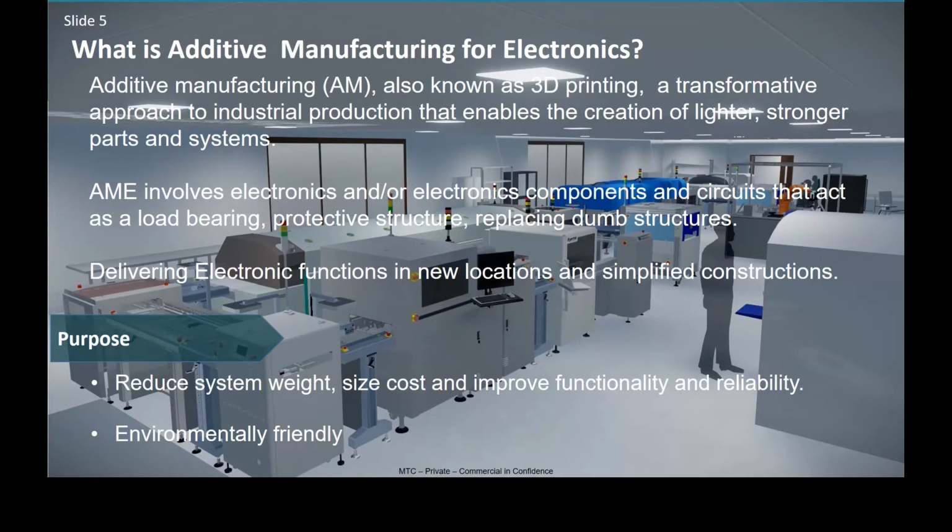Additive manufacturing for electronics involves electronics and all electronics components and circuits that act as a load-bearing structure, replacing dumb structures. So the idea is to deliver electronics functionality in new locations and simplified construction. The advantage and the purpose is to reduce system weight, size, cost, and improve functionality and reliability. It also has benefits such as being environmentally friendly. There are also commercial benefits, including faster time to market, manufacturing prototypes, pilot and small production series parts, and swiftly implementing customer-specific solutions.